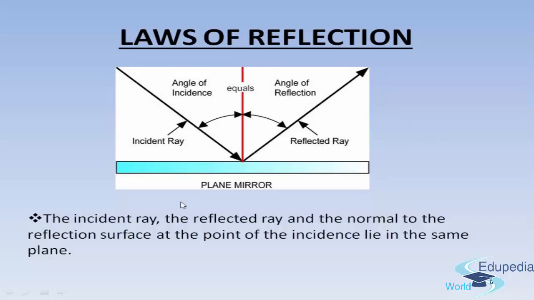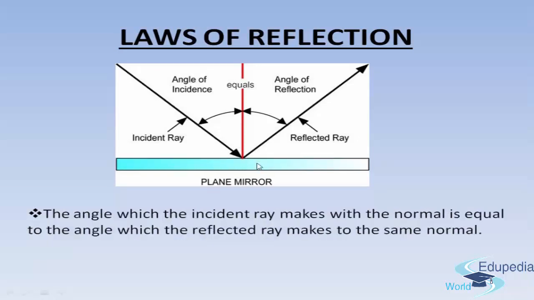Now the first law of reflection is that the incident ray, the reflected ray, and the normal to the reflection surface, this is a reflection surface, so what is normal to the reflection surface is this red line. These three, the incident ray, the reflected ray, and the normal to the reflection surface at the point of incidence, this point is the point of incidence, should lie in the same plane. It is only then that the laws of reflection will be satisfied. So that is the first thing.